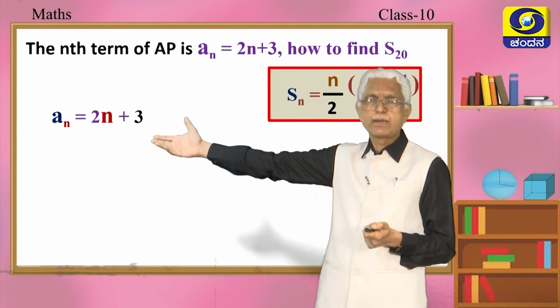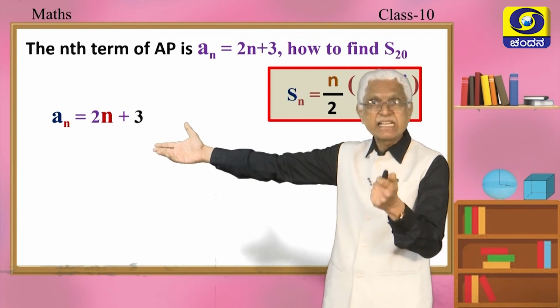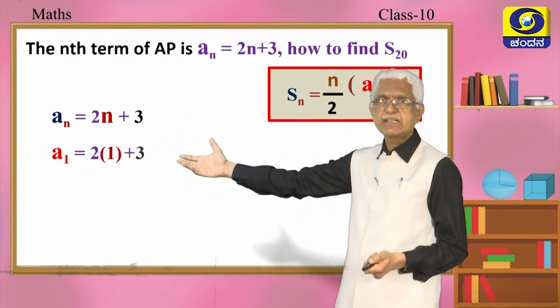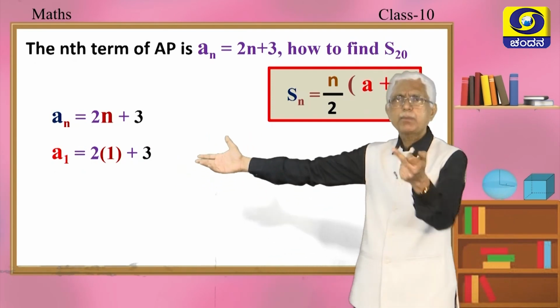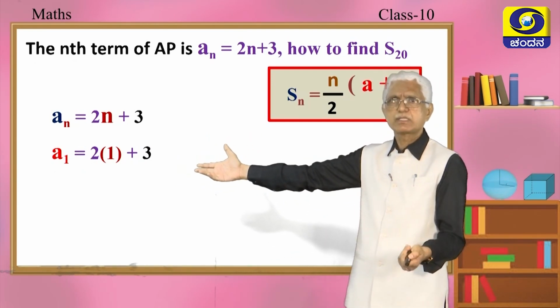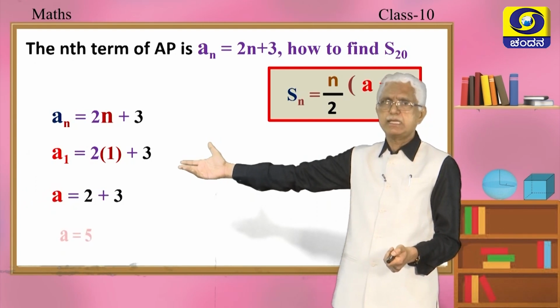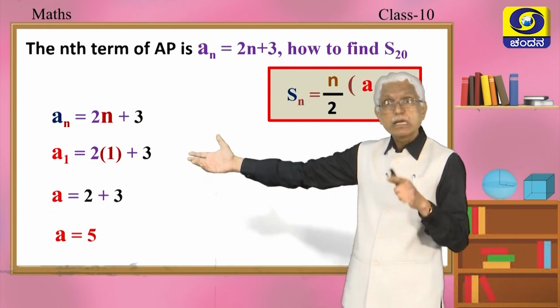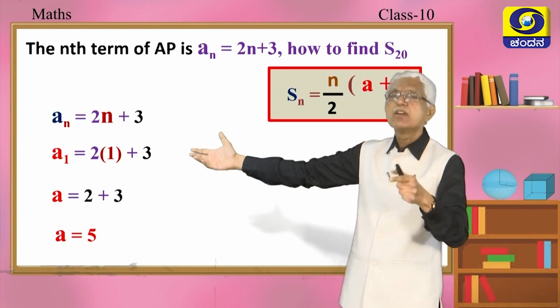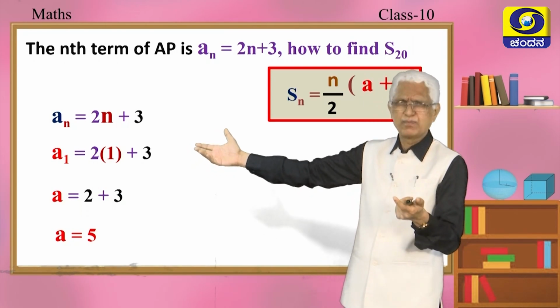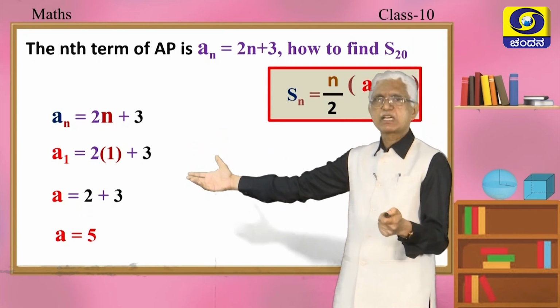a_n is equal to 2n plus 3. This is the nth term. What will I do? I will find the first term. How will I find the first term? In place of n, I will put 1. 2 into 1 plus 3 is 2 plus 3, which is 5. So I got the first term a, which is also a1, is 5. So the first term is a.